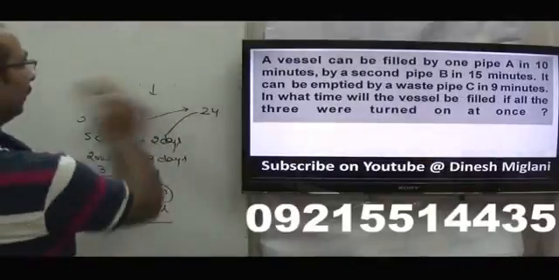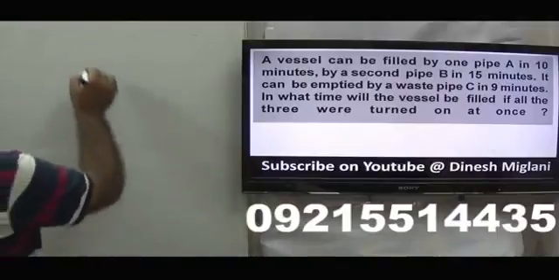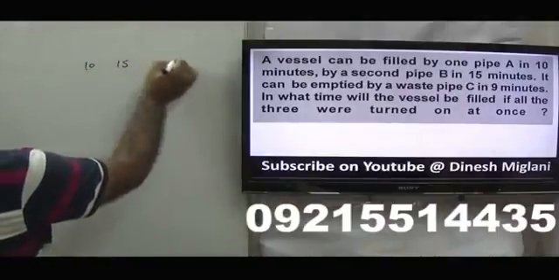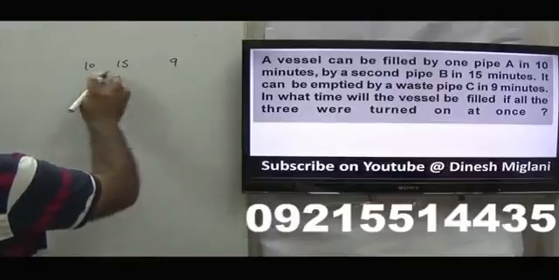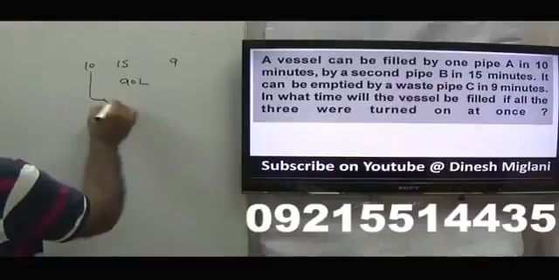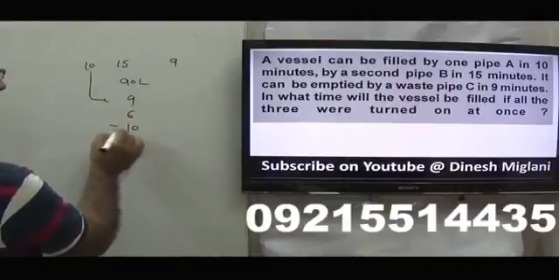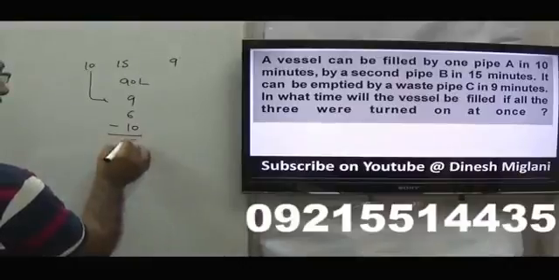Let us take the next question here. A vessel can be filled by one pipe A in 10 minutes, second pipe B in 15 minutes, and emptied by C in 9 minutes. In what time will the vessel be filled if all three are turned on at once? One observation is to take the LCM of 10, 15 and 9. LCM is 90. Total capacity is 90. First fill 9, second fill 6, and third empty is 10. Right? 15 minus 10, that is 5.